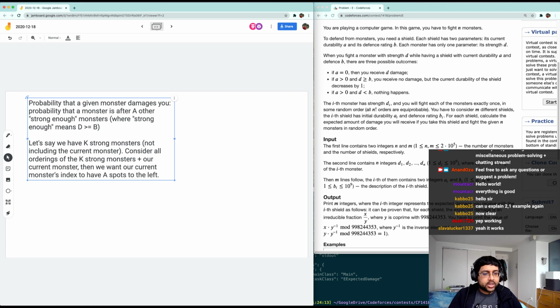Have at least A spots to the left. So the probability of that would be, basically we don't want it in one of the first A spots. So that would be 1 minus A over K plus 1, where A over K plus 1 is the probability that our current monster is in the first A spots. Cool.